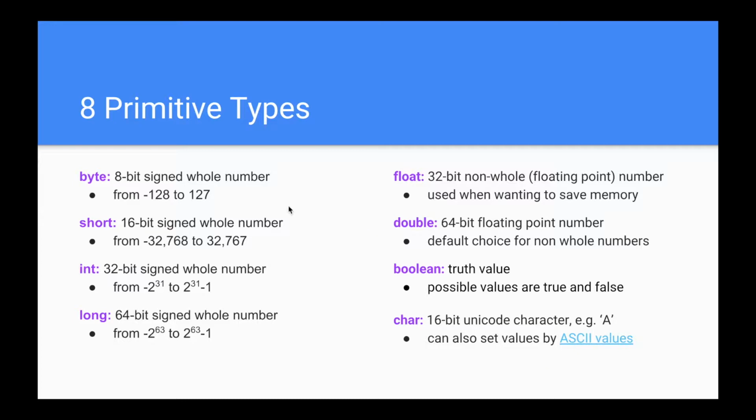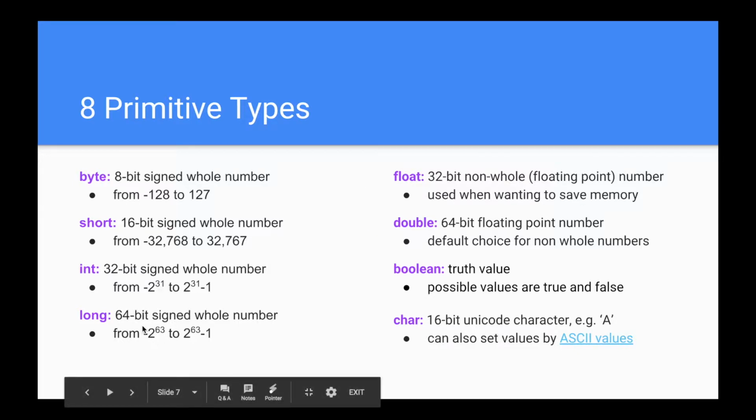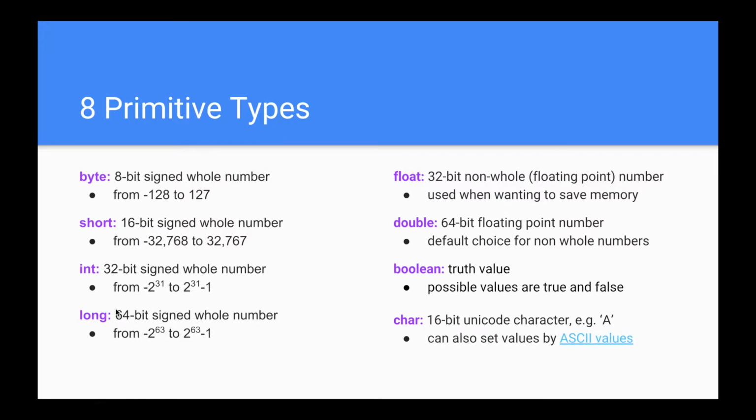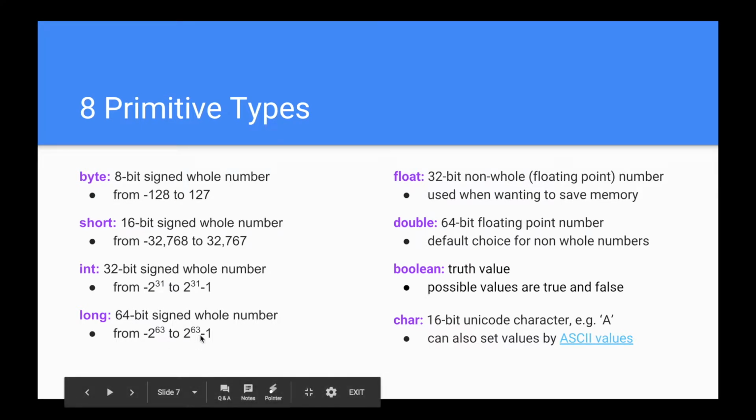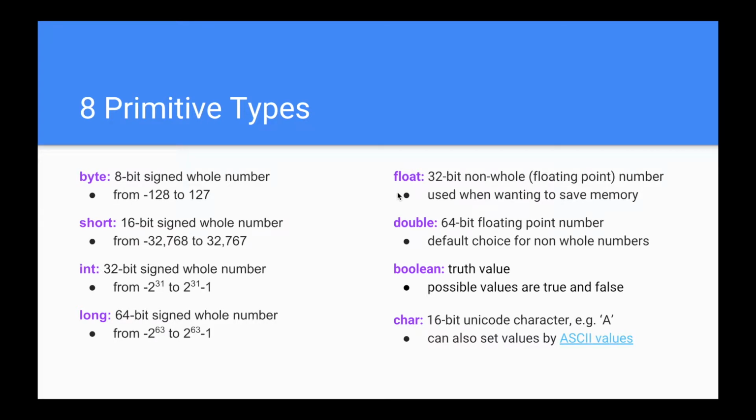And you can see a pattern there, right? However long the number is, that's how you know what the range is. So it's -2 to the n minus 1, where n is how many bits the type is, to positive 2 to the n minus 1, minus 1. And then a float is a 32-bit non-whole number or floating point, and that's used when you're wanting to save memory for a non-whole number. And then a double is a 64-bit floating point number, and it's the default choice for non-whole numbers.